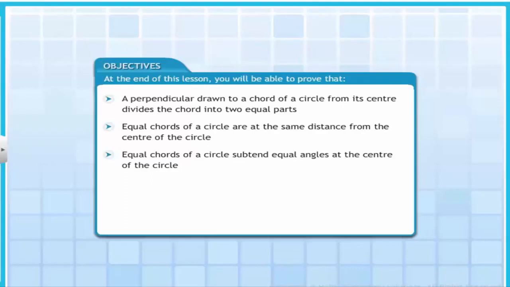At the end of this lesson, you will be able to prove that a perpendicular drawn to a chord of a circle from its center divides the chord into two equal parts. You will also be able to prove that equal chords of a circle are at the same distance from the center of the circle, and equal chords of a circle subtend equal angles at the center of the circle.